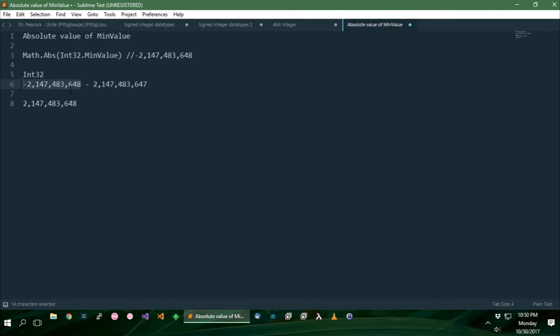the lowest possible value for an integer, which is minus 2 billion blah blah blah 648, and the highest possible one is 1 less. So if you try to take the positive value of this, basically remove the negative sign, we get this number, which is 1 more than a 32-bit integer can actually store.